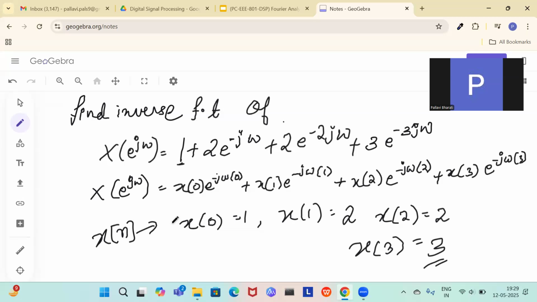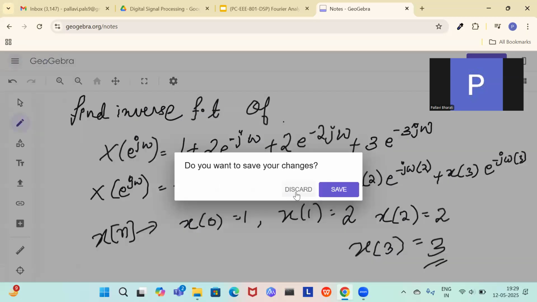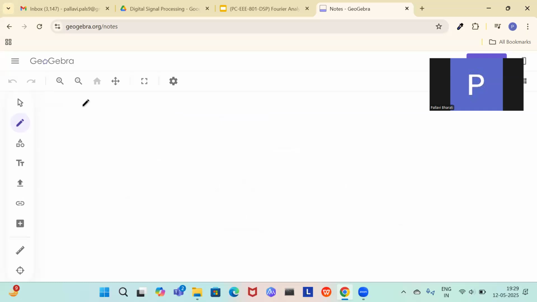Okay, now let's do a question for finding the Fourier transform, that is, finding the DTFT. Find the Fourier transform of x[n] equals a to the power |n|.